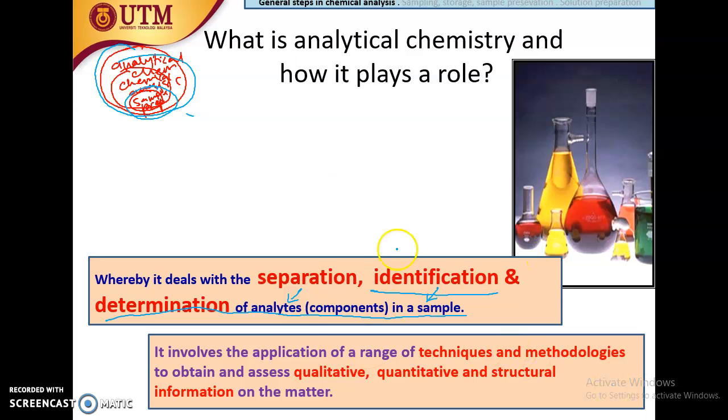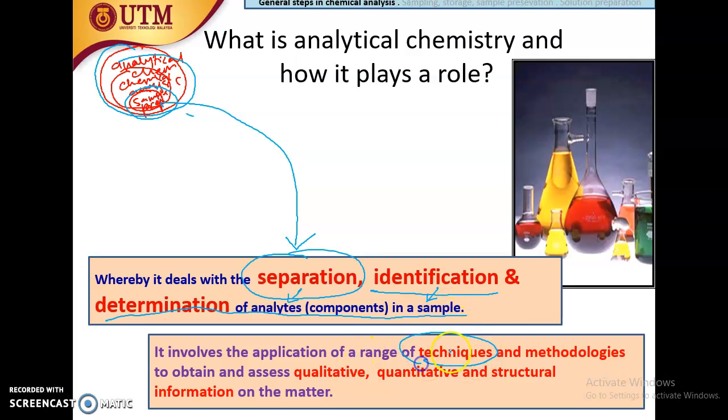And then, this separation is inside our statement. So this separation involves when you want a clean sample, and this is where sample preparation comes in. Sample preparation uses separation methods. It separates the clean analyte out of the sample. Analytical chemistry involves the application of a range of techniques.